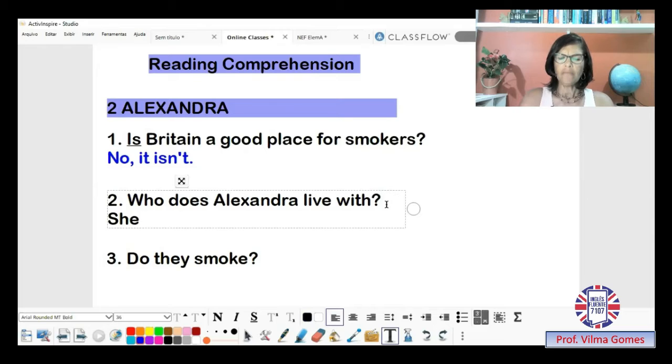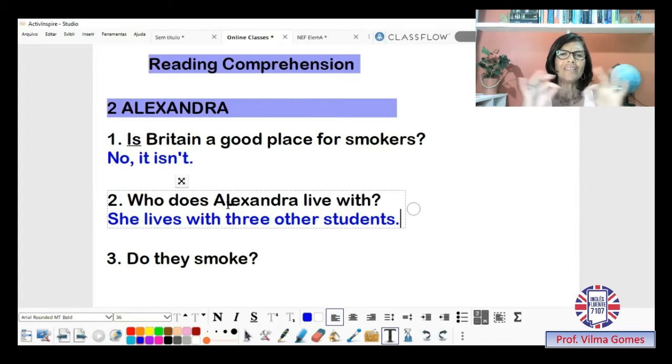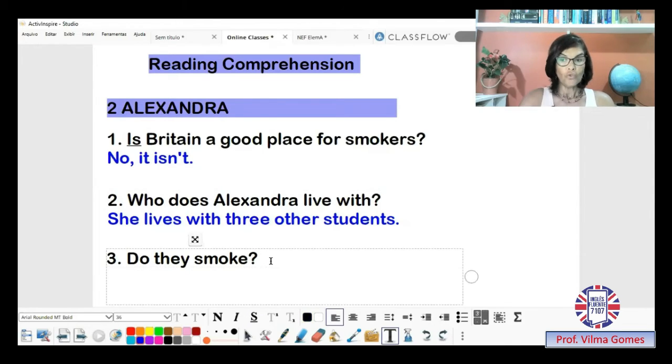Remember? She lives with, né? Preposição. She lives with 3 other students. Né? Não precisa ser tão bonitinho assim, tá? Mas nós vamos fazer mais um exercício, então eu estou fazendo uma coisa mais completa. Who does Alexandra live with? She lives with 3 other students. Ela mora com 3 outros estudantes. Do they smoke? No, they don't. No, they don't. Okay? Very good.